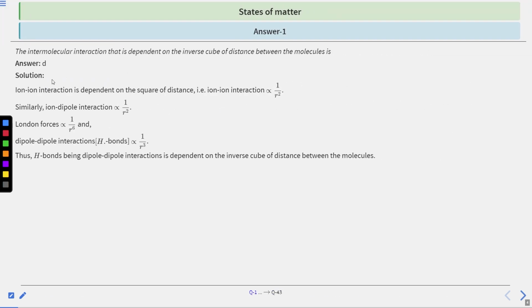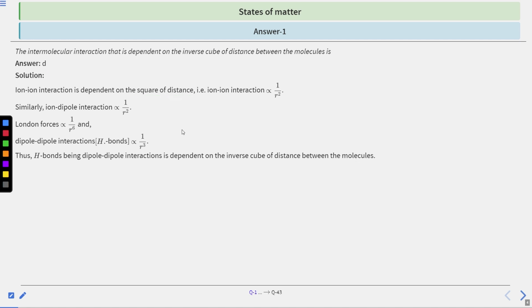Okay, so the correct answer is option D. Ion-ion interaction is inversely proportional to r to the power 2. Similarly, ion dipole interaction is inversely proportional to r to the power 2 and London forces is inversely proportional to r to the power 6. And if we talk about the dipole-dipole interaction, that is hydrogen bonds, it will be inversely proportional to r to the power 3. Thus, hydrogen bond being dipole-dipole interaction is dependent on the inverse cube of distance between the molecules.